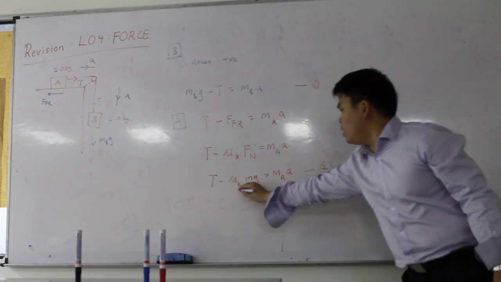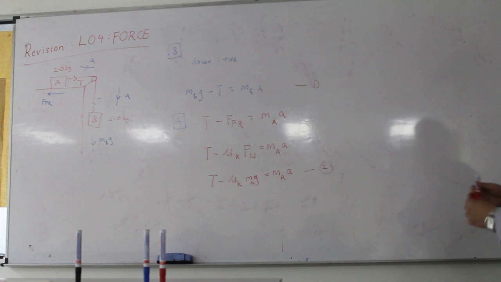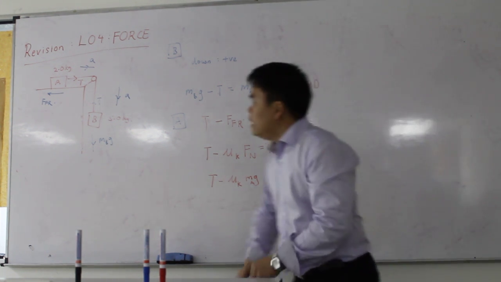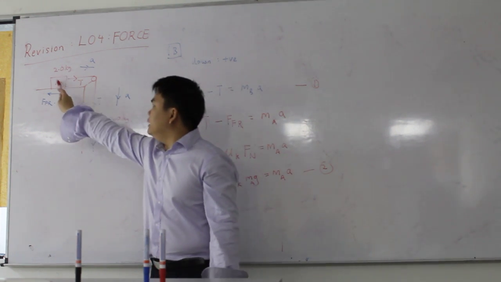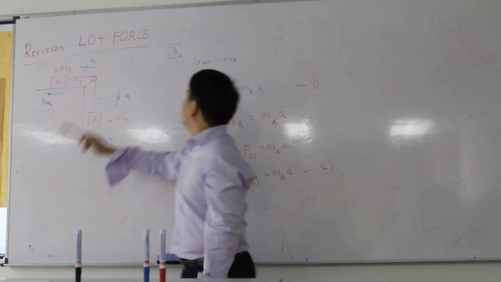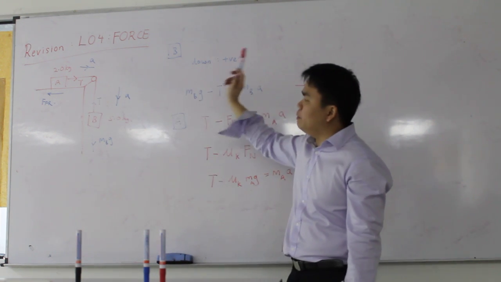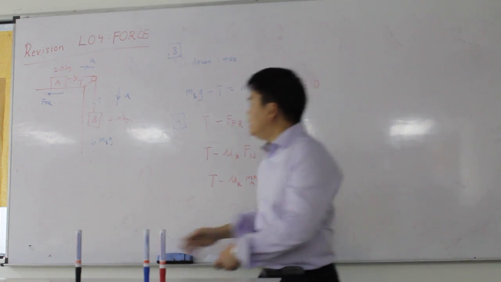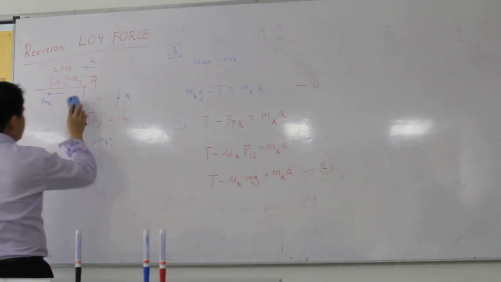And basically, there is the effect of this one. So all the time, you must know what is the final movement of the object, either A or B or both. Then, based on that, you try to find out the sigma F equal to MA or sigma F equal to 0.